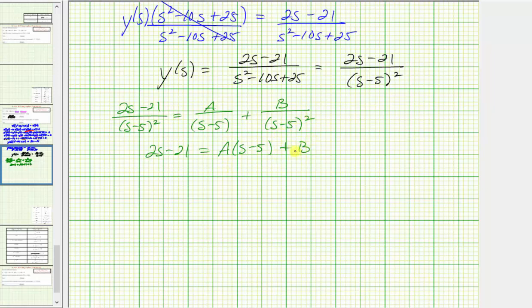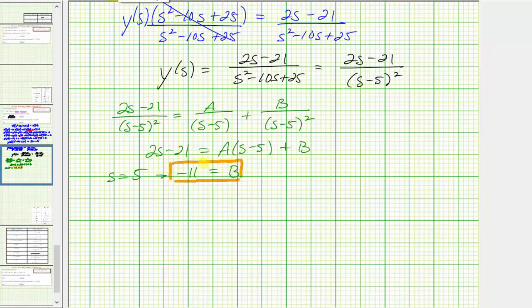And now we'll select convenient values of s in order to find the values of a and b, so we can write big Y of s as a sum of these two fractions. So let's let s equal 5, because that would make this factor 0. So if s is 5, here we'd have 2 times 5 minus 21, that's negative 11, equals, this should be 0, and therefore we just have b. So we know b must equal negative 11.